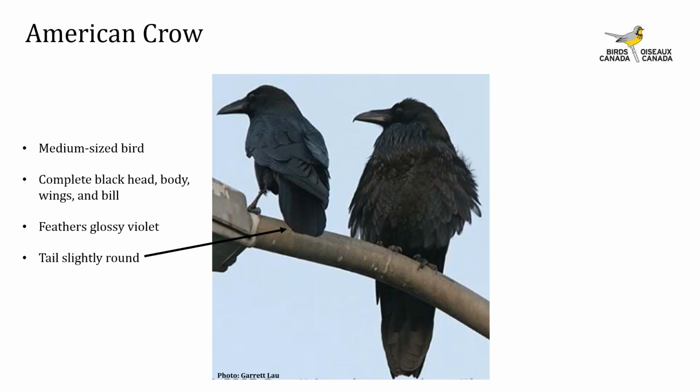So two birds that most people are familiar with, whether it's through symbolism in classic literature or you're spending lots of time outdoors, are the American crow and the common raven. So I'll describe the crow first, and then I'll follow that up by describing the raven. So the crow, it's a medium-sized bird. They have a completely black head, body, wings, and bill. The crow feathers have a glossy violet iridescence to them, and their tails are slightly rounded.